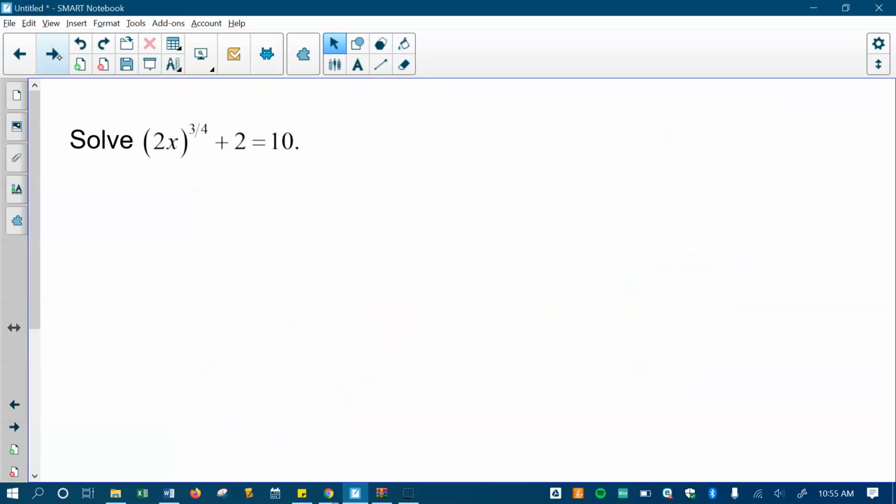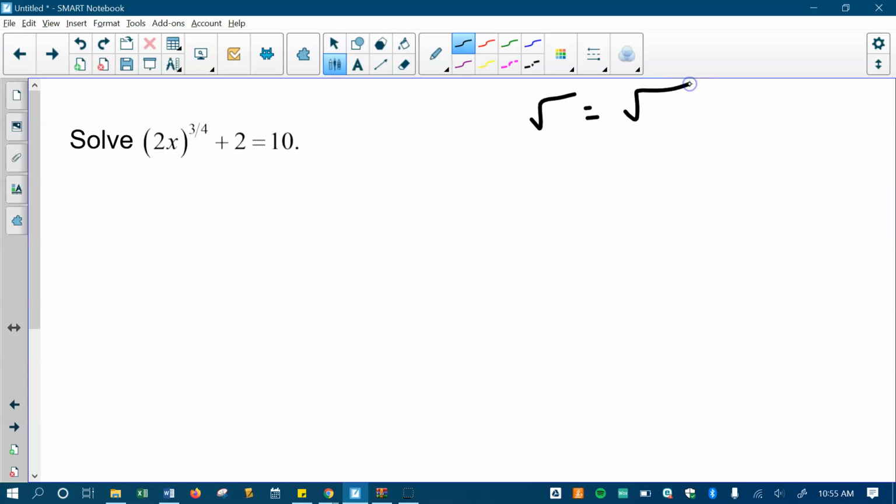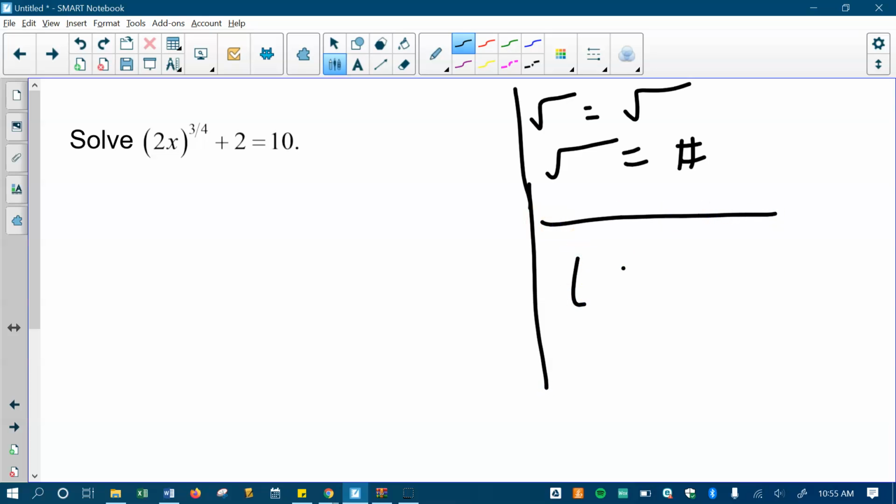Final problem. 2x to the 3/4 plus 2 equals 10. Kind of the same thing as, remember when we did root equal a root or root equal a number to solve? It's the same thing here. So the idea here again is something to an exponent equals a number, and I think that's the only case you'll have. So let's go ahead and move that 2. I don't want this plus 2 here. I just want the parentheses with the exponent by itself.